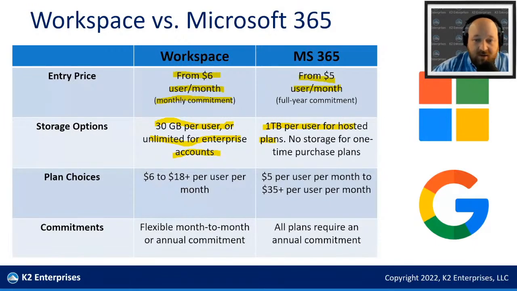This is significantly larger, and I think probably a better deal. Okay. And then in terms of commitments for this, Google lets you go month to month, or they have an annual commitment, but 365, all plans are going to require an annual commitment. So Google lets you date, 365 is going to make you get married.